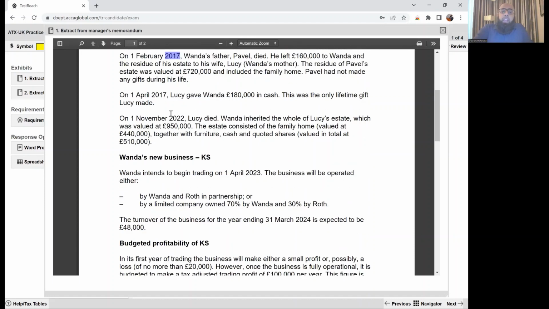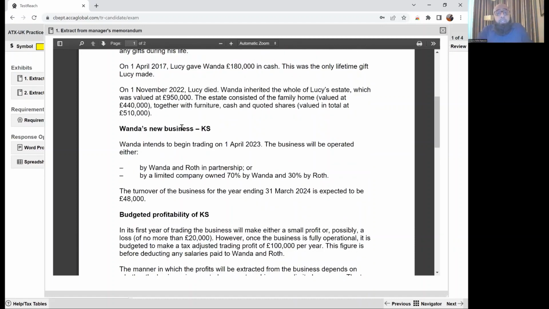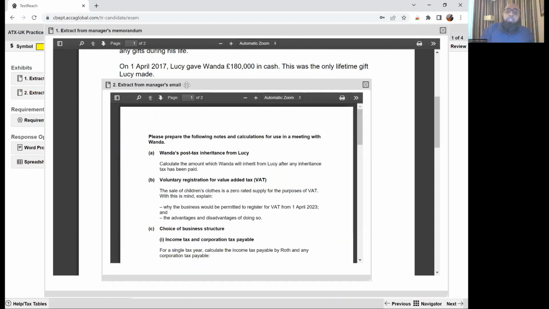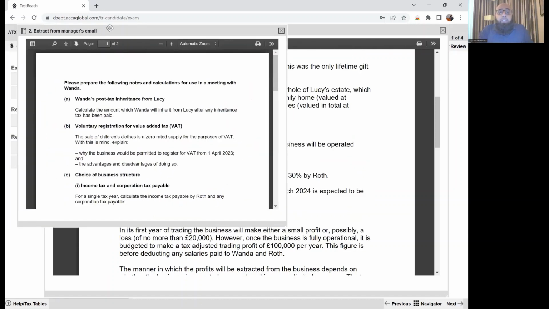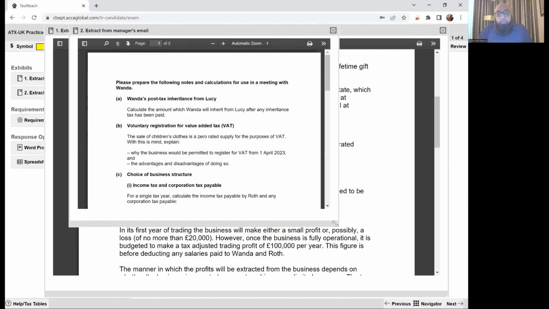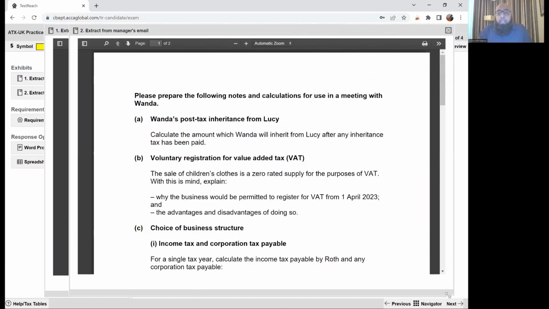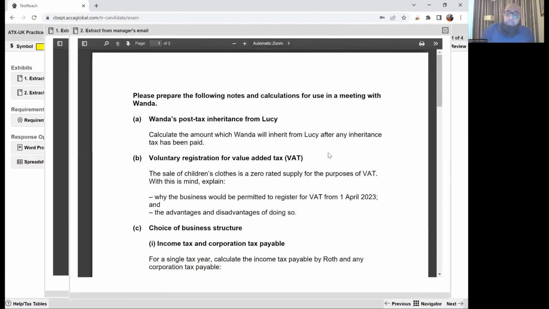Okay, then we have detail about Venda's new business. Now, if we look at the email, we can check if there is an isolated requirement about inheritance tax, and we can solve it, because then there is some new information about the business.